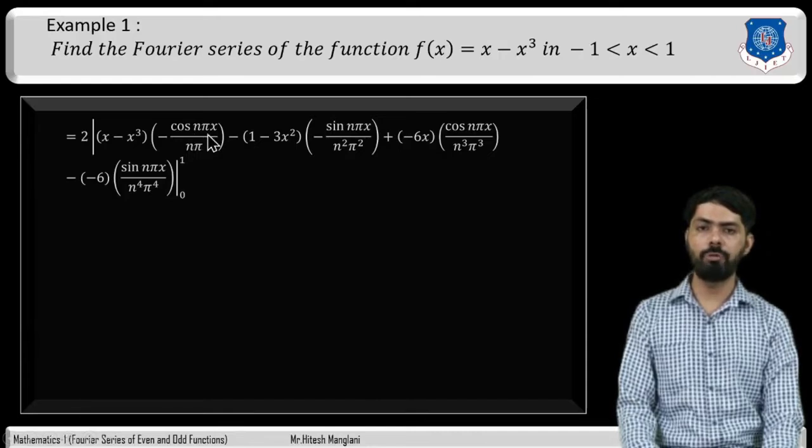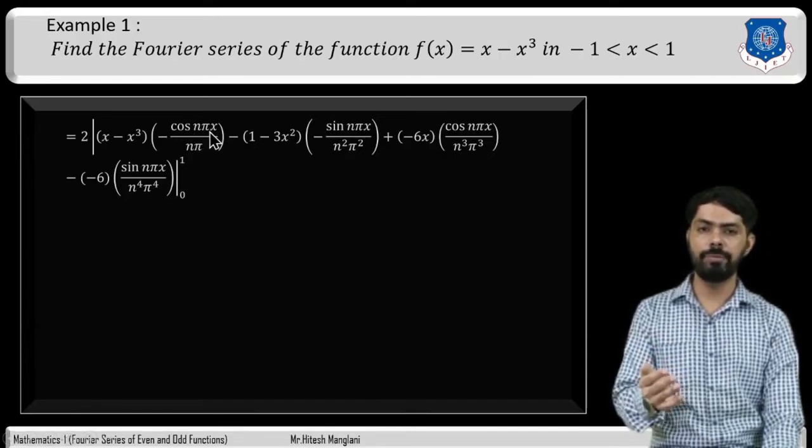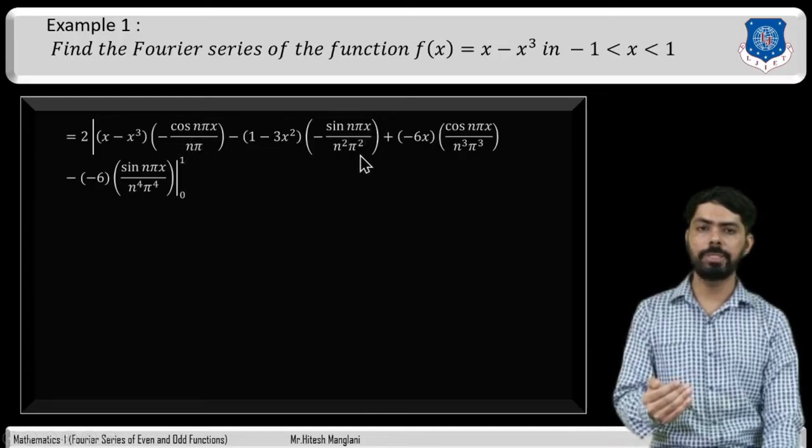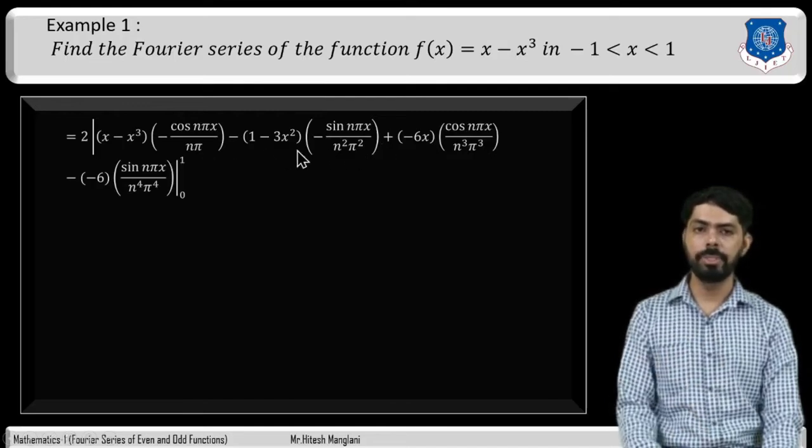So integration of cos theta is sin theta. Therefore, integration of cos n pi x will be sin n pi x divided by n pi, because coefficient of x is n pi. So here it will be minus sin n pi x divided by n square pi square, because n pi into n pi will be n square pi square.